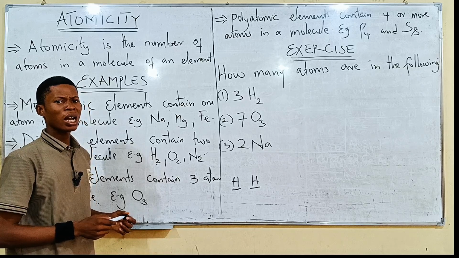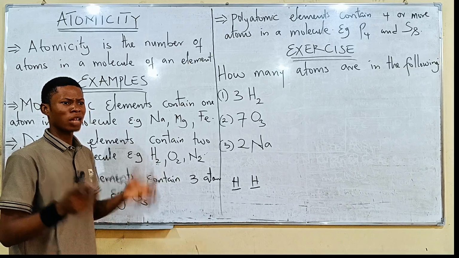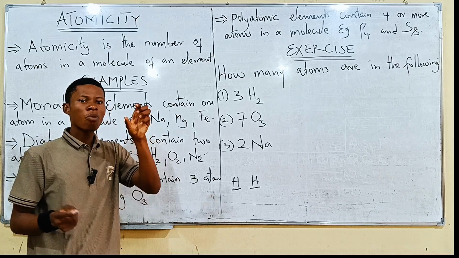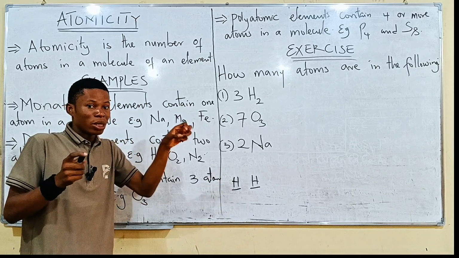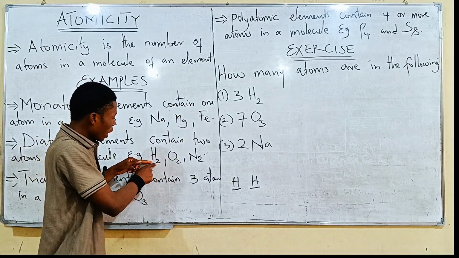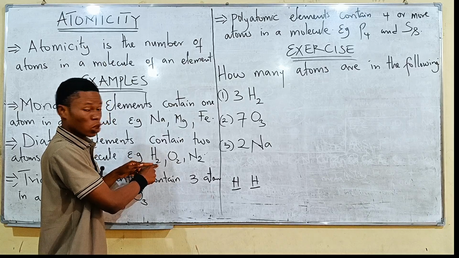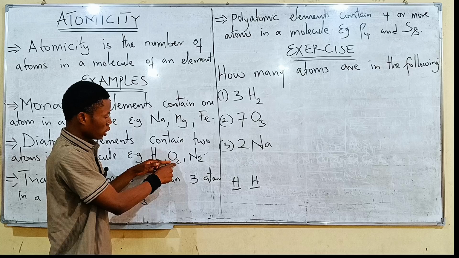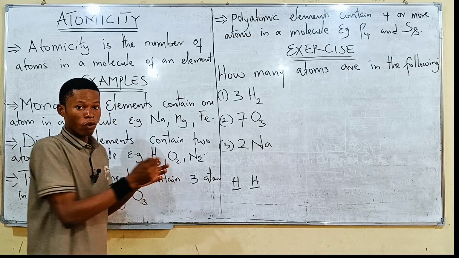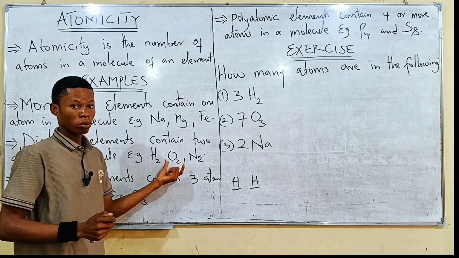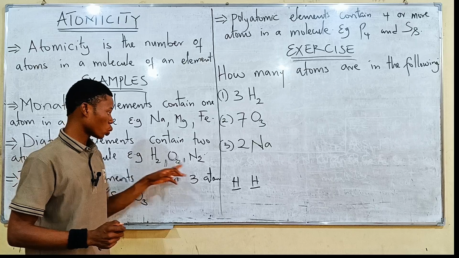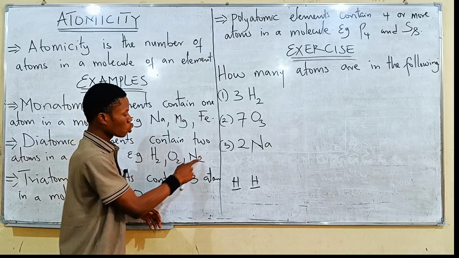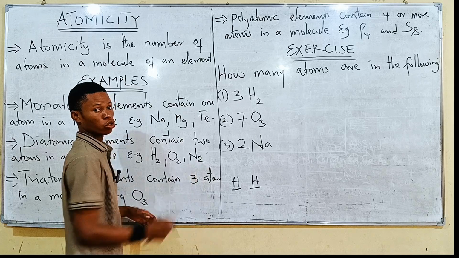So anytime they're asking you what's the atomicity of a particular element, just look at how many atoms are in that element. So this is diatomic. The atomicity is 2. Oxygen here is diatomic because it has 2 atoms of oxygen in this oxygen molecule. So the atomicity is also 2. Nitrogen here, the atomicity is 2 because it has 2 atoms of nitrogen in this nitrogen molecule.